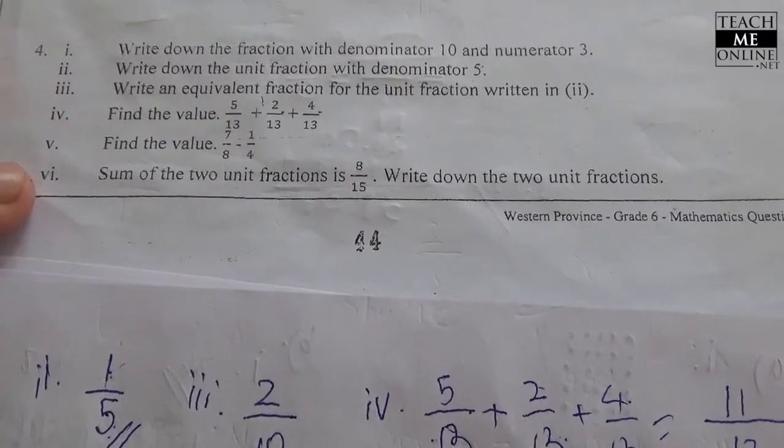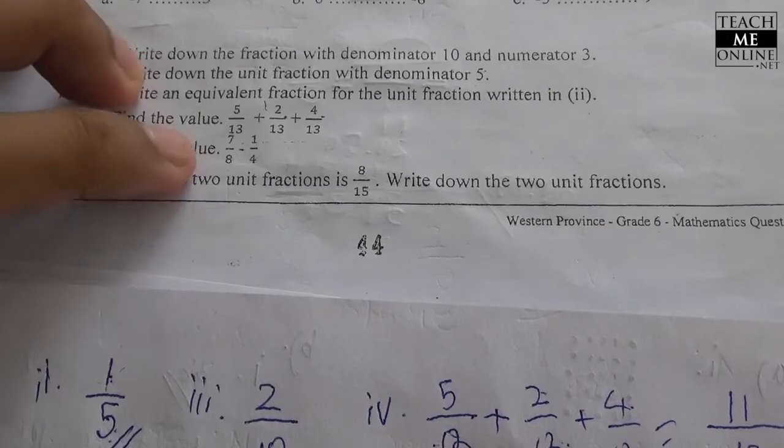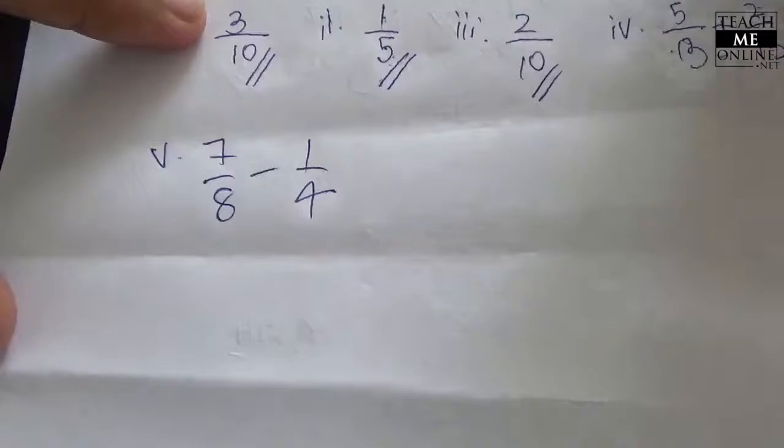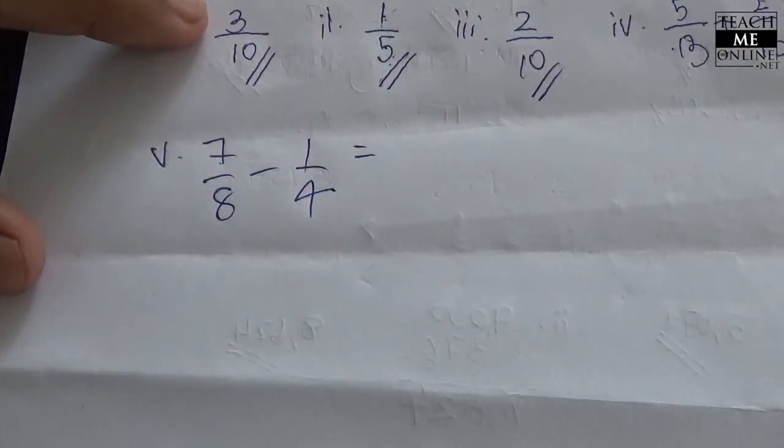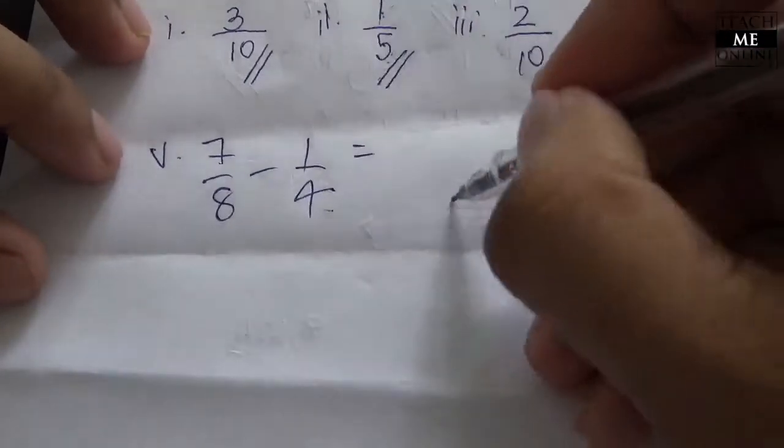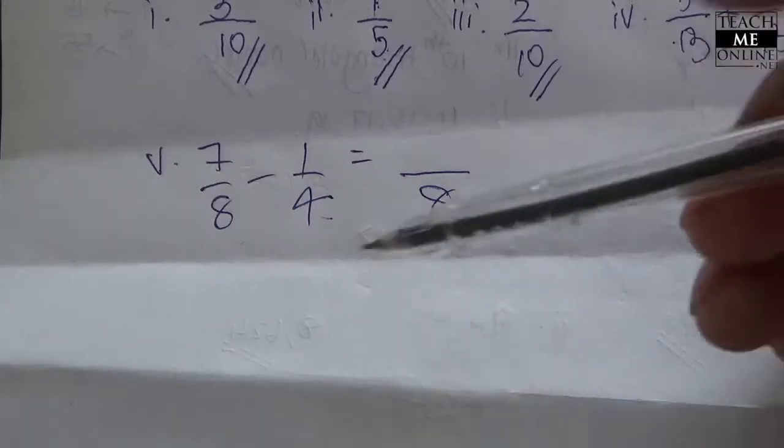Question number 4. Find the value of 7 upon 8 minus 1 upon 4. Sorry, part 5 actually. 7 upon 8 minus 1 upon 4. So here the denominators are different, so I have to make the denominators the same. I can take the lowest common multiple of 8 and 4, which is 8. I can convert both denominators to 8.